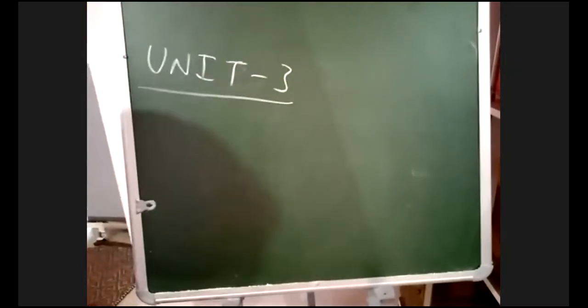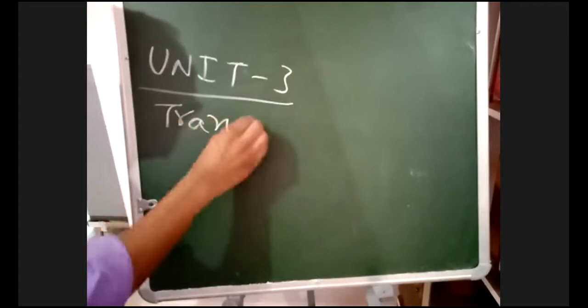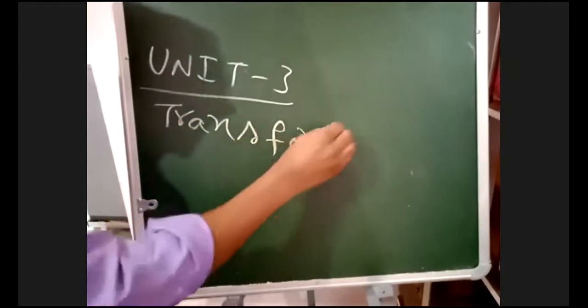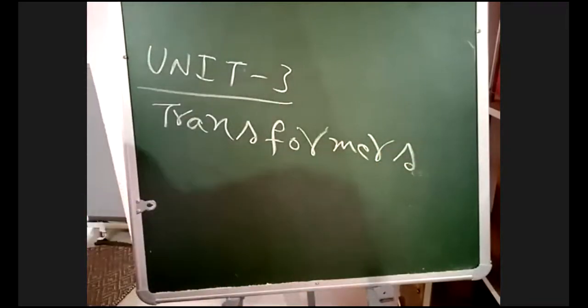Unit 3. Your unit 3 is transformers. So we have completed the first unit, DC networks. Second unit is AC networks. DC and AC are completed. Next, the third unit is transformers.